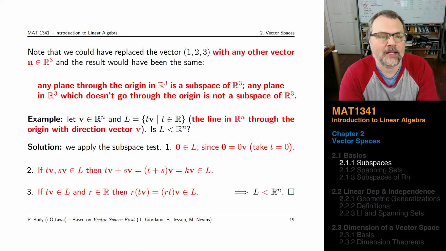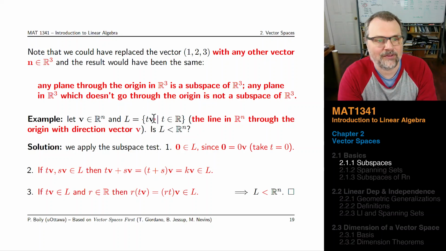It's a subset of Rn because everything in L looks like t times V. t is a real number, and V is some vector in Rn that's been selected. That's basically the direction vector for the line.